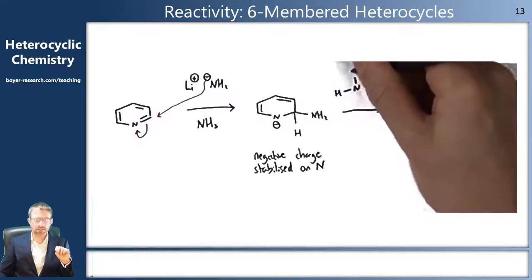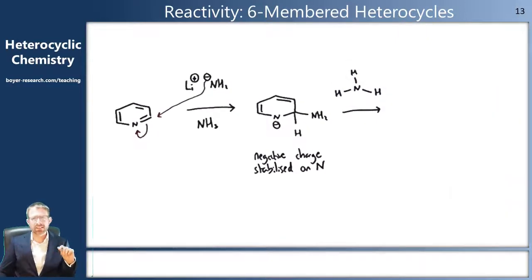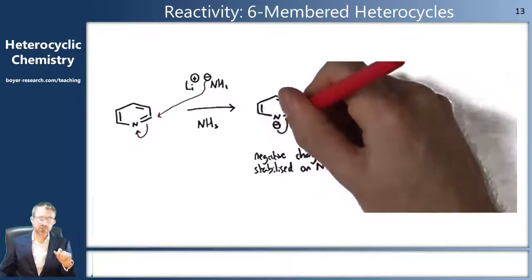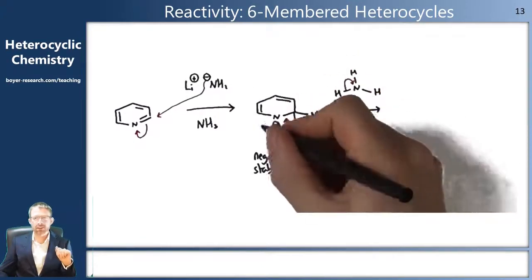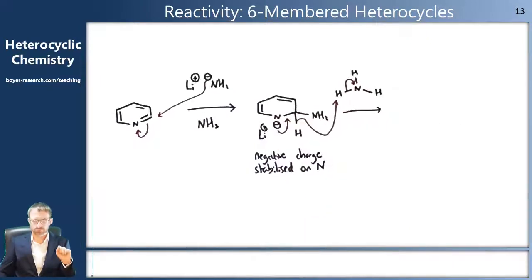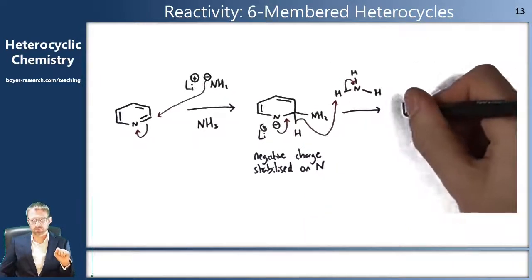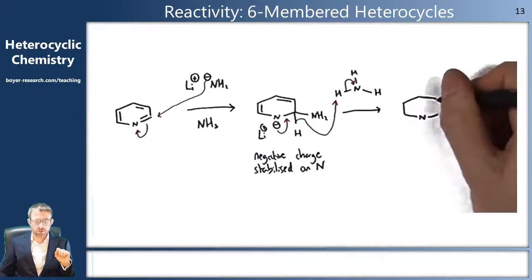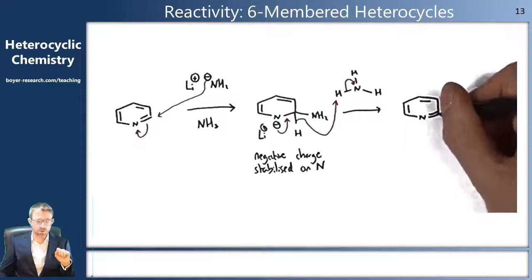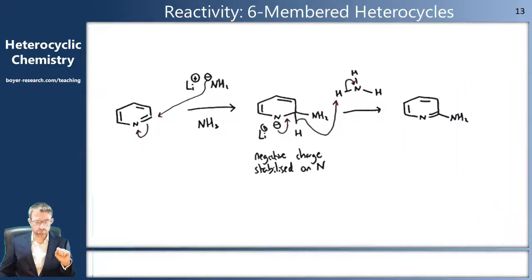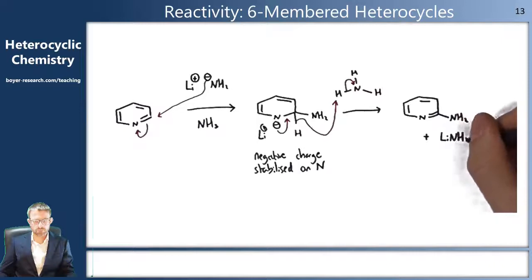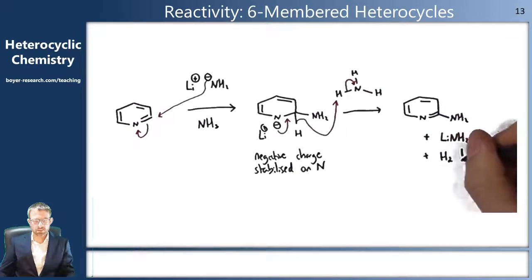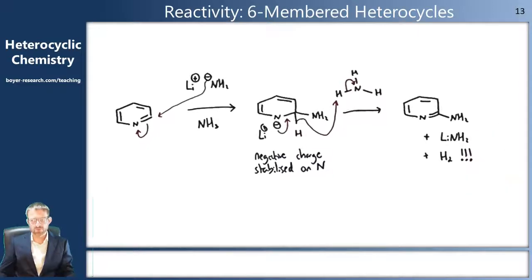In order to regain aromaticity, we need something to leave, and in this case, our negative charge is going to come back in and is going to kick out H-. That H- will deprotonate one of the ammonia molecules and give off hydrogen gas. The resulting product from this reaction is then the 2-amino pyridine compound, as well as more of our lithium amide starter material and, unusually, hydrogen gas.